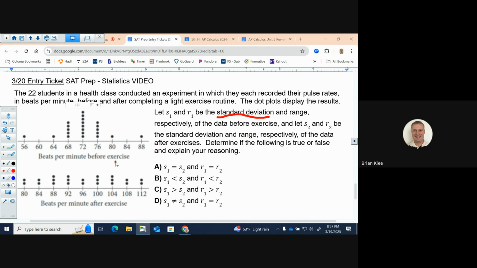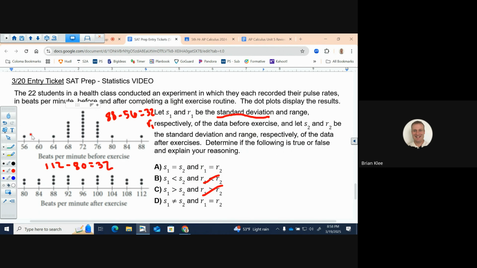So here we have beats per minute before the exercise, 56 to 88. So we can find the range very quickly there. If we subtract those, we get 32. So that's R1. Meanwhile, down here, 80 to 112, 112 minus 80 is also 32. So immediately, we know the ranges are not less than or greater, they are equal. And that makes a lot of sense.